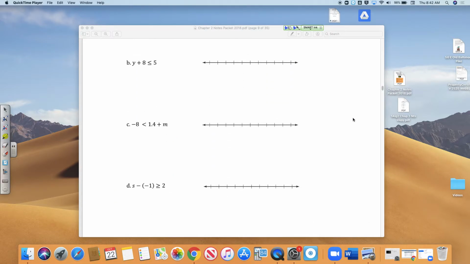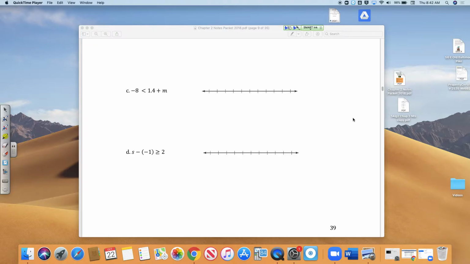All right. Moving on to the next two, getting a little bit more difficult. So the next thing we're going to do is solve this one for M.